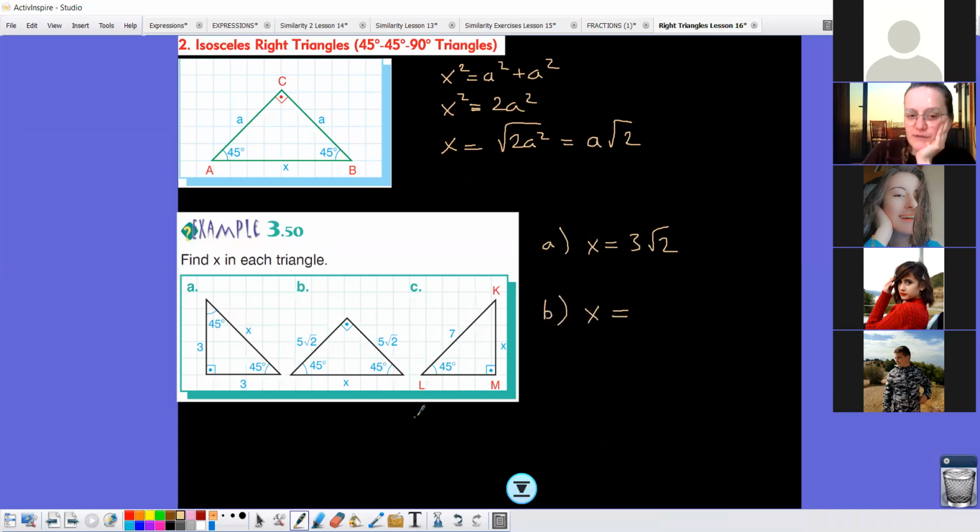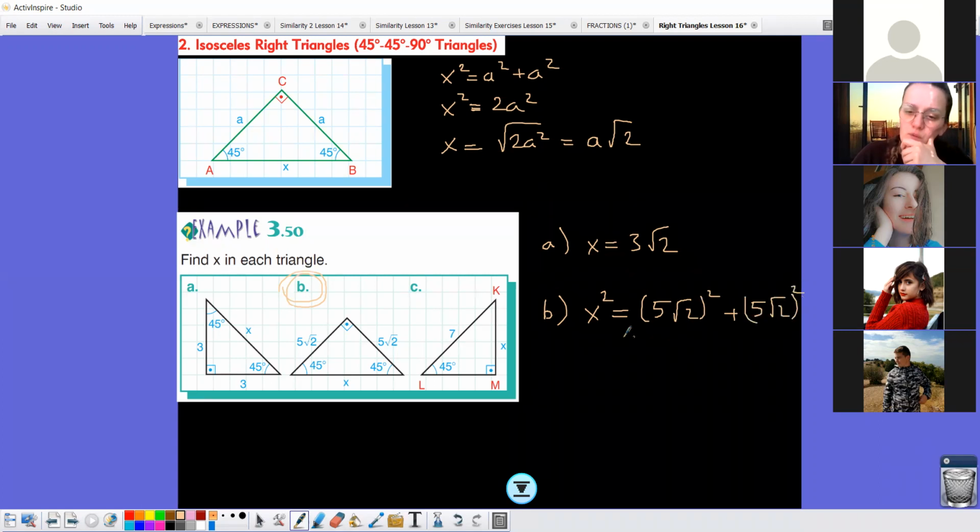What is a here? Can I, teacher? Yes, Alexander? X squared is equal to 5 root of 2 squared plus 5 root of 2 squared.